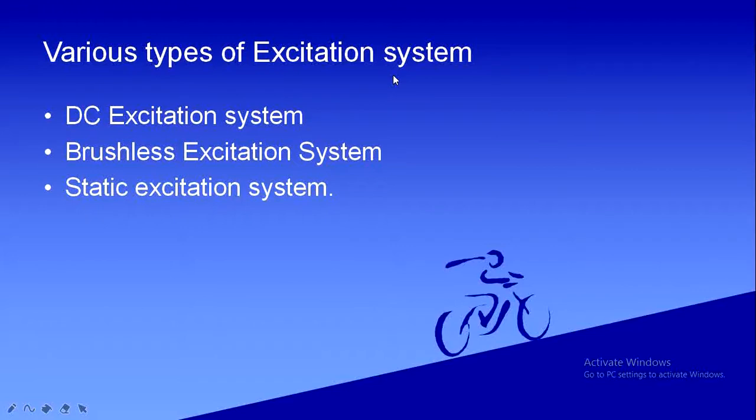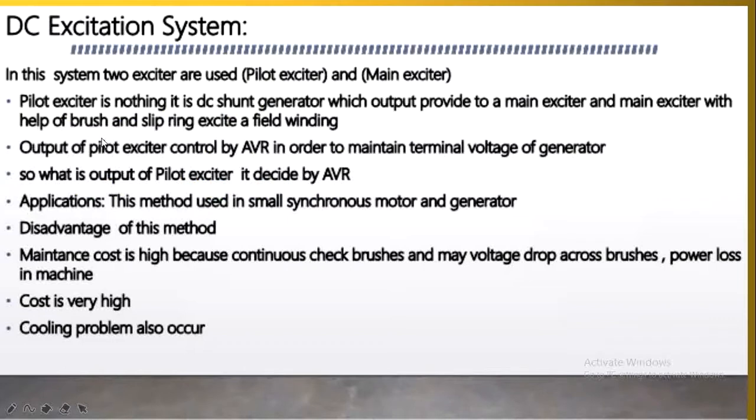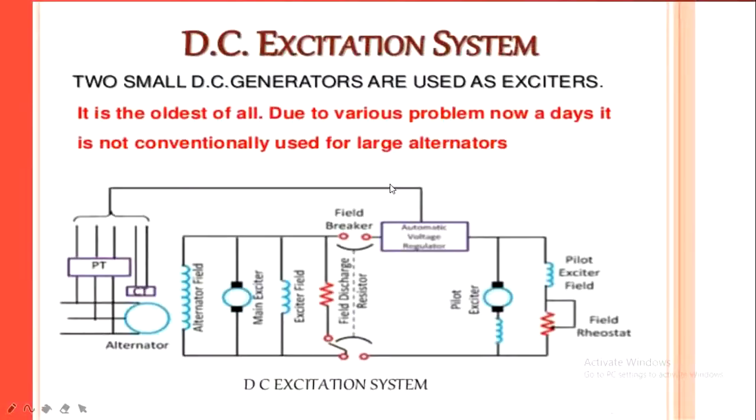Now, the various types of excitation system that can be seen in an alternator are DC excitation system, brushless excitation system, and static excitation system. We will discuss each system individually. First of all, the DC excitation system. In this system, two exciters are used. One is called the pilot exciter, another is the main exciter. The pilot exciter is a DC shunt generator whose output is provided to the main exciter, and the main exciter, with the help of brush and slip ring, excites the field winding.